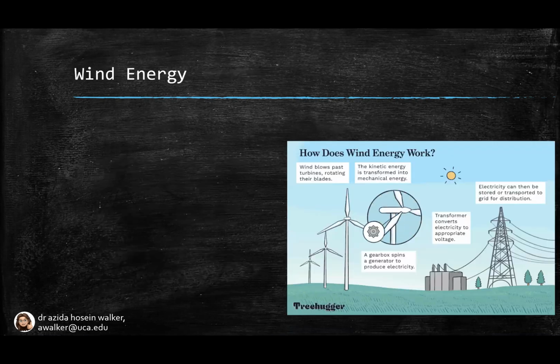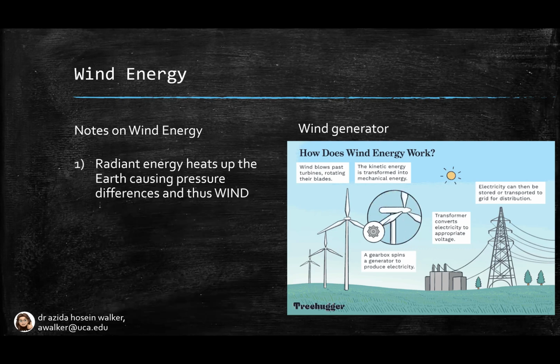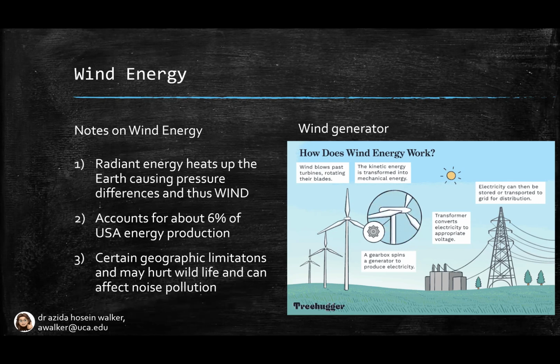The other energy we're going to talk about is wind energy. Wind energy is used to produce electricity through a wind generator. So the radiant energy from the sun heats up the earth, it causes a pressure difference, and that's how we get our wind. The wind energy accounts for about 6% of the United States of America's energy production.